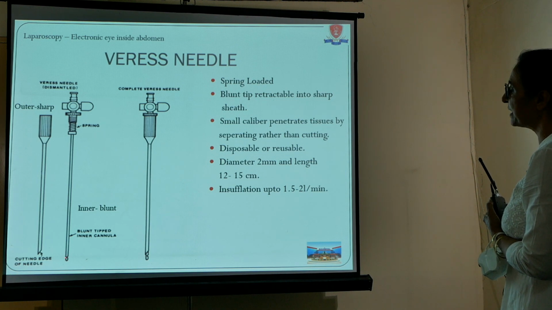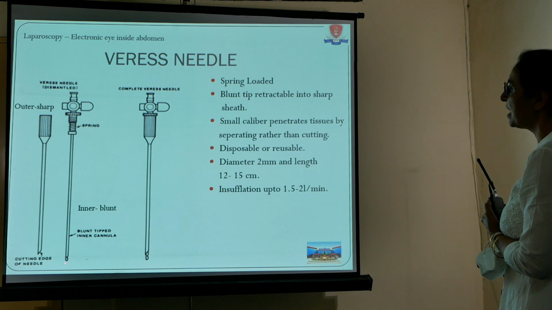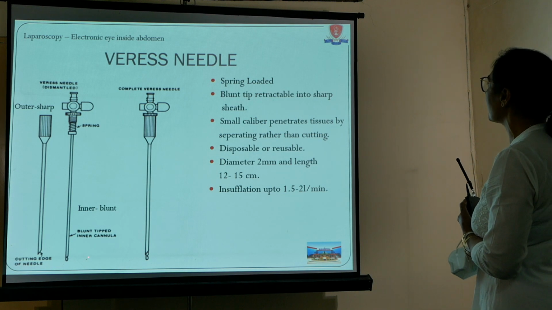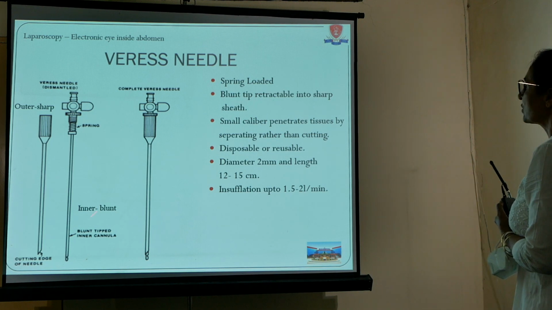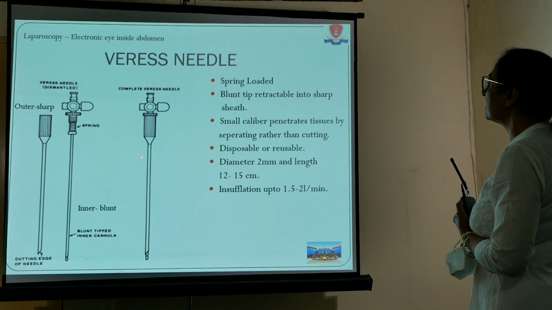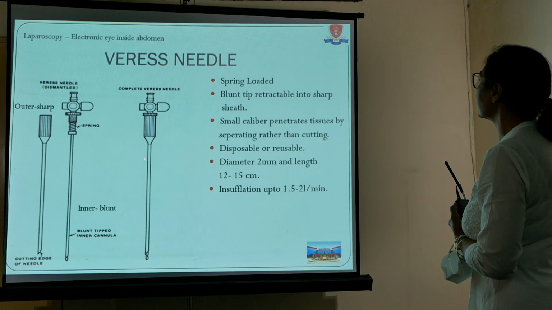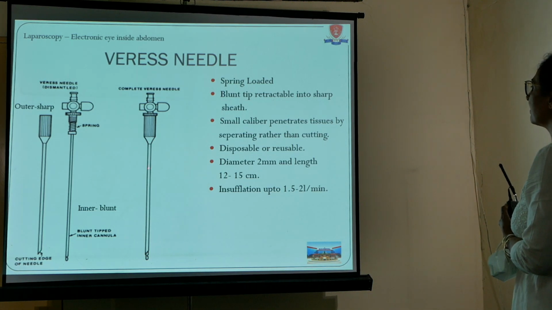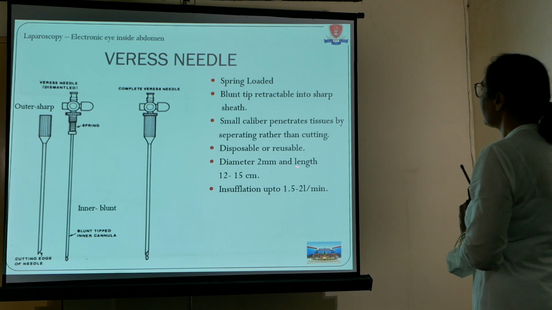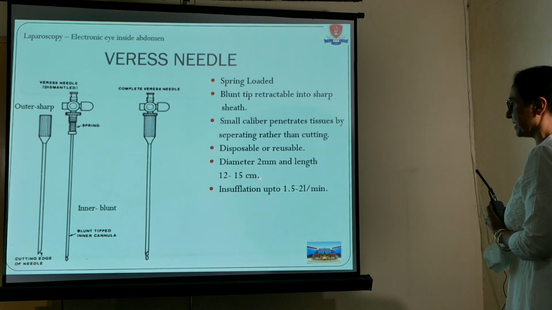It retracts when it comes in contact with the skin or with the sheath. Because of the resistance, it retracts inside the barrel, and the sharp tip penetrates the skin, the sheath, the peritoneum. This is just to prevent injury to the internal visceral organs as well as to the blood vessels. It has a diameter of 2 mm and length is 12 to 15 centimeters.